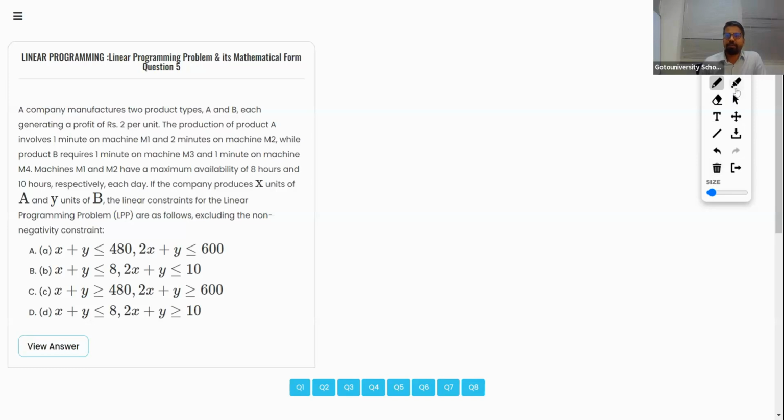Right, let's formulate this question clearly. First, let me read the question first. A company manufactures two types of product, that is A and B. So let us focus on the objective clearly. A generating a profit of 2 per unit. They are telling X units of A and Y units of B. That means our objective is very clear now: Z is equal to 2X plus 2Y. Maximize this, that is our maximization.